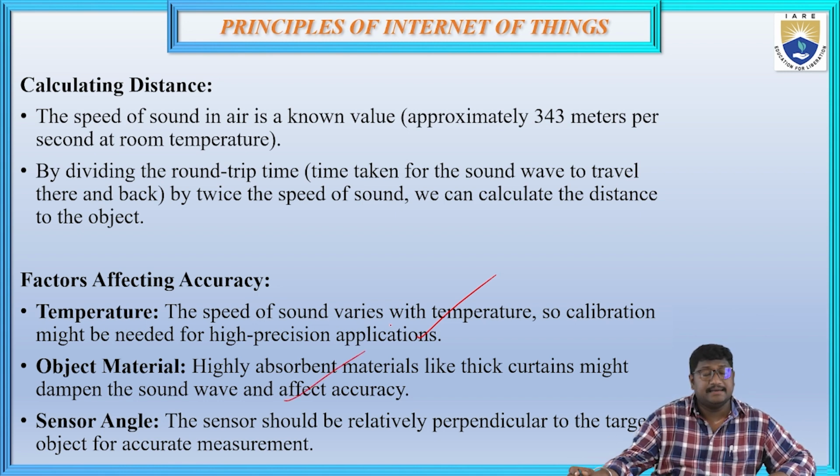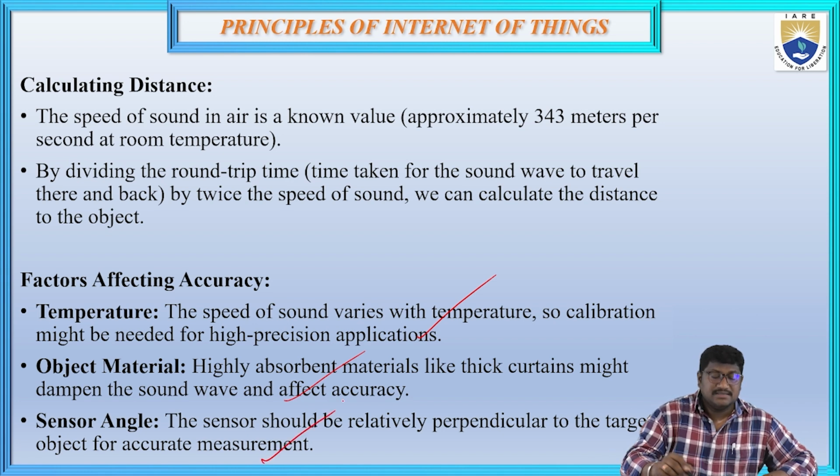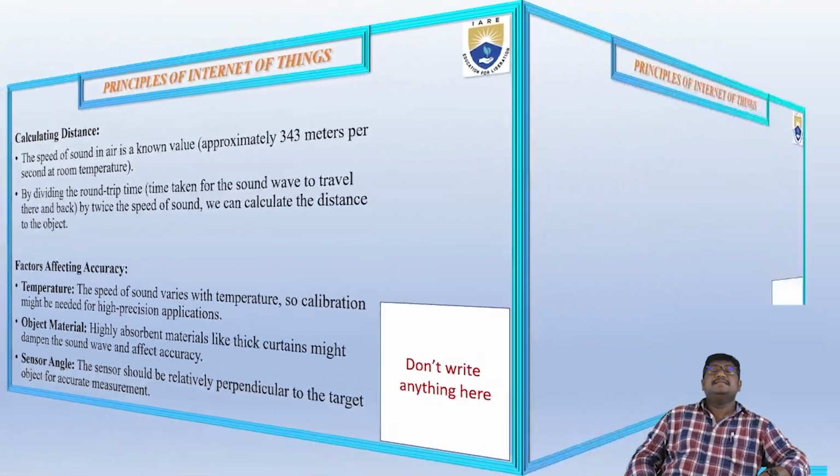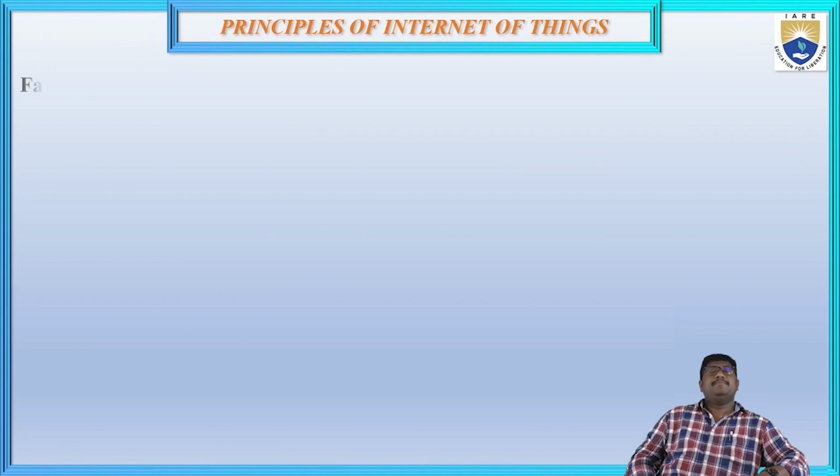And object material. There are some objects which absorb sound. Highly absorbent materials like thick curtains might dampen the sound wave and affect the accuracy also. And coming to sensor angle, the sensor should be placed perpendicular to the target object. So for an accurate measurement, these are the factors which can affect the measurement.